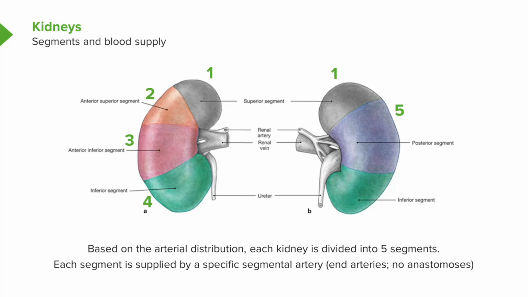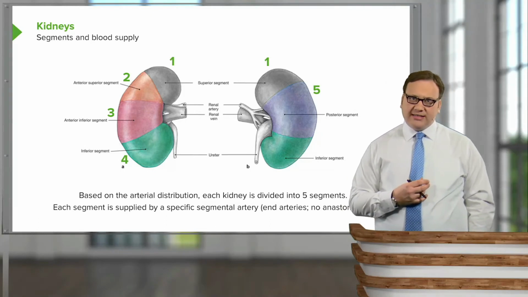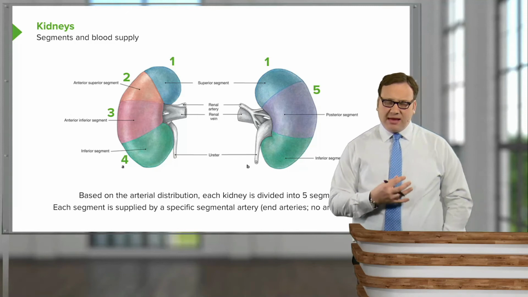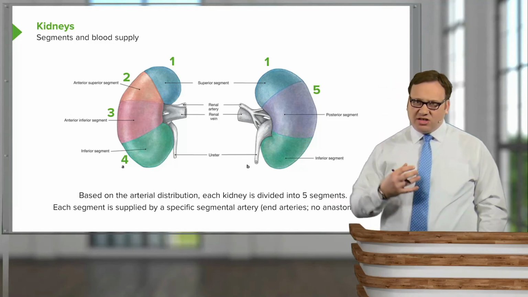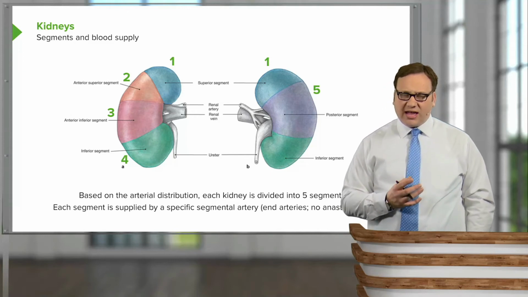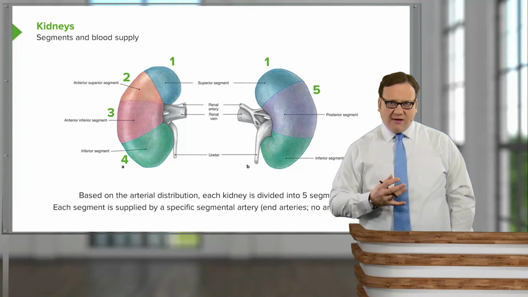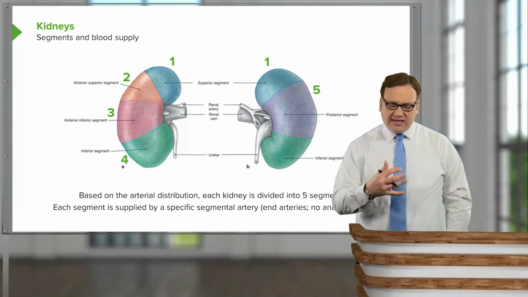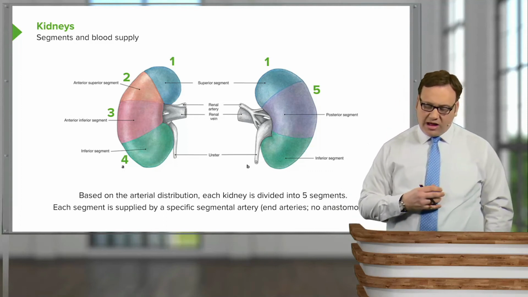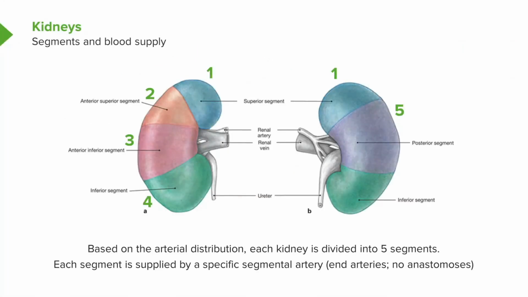So these 5 segments are important because each segment of the kidney is supplied by a specific segmental artery. And these are segmental end arteries, which means they don't have any anastomoses. Like the anastomoses we saw between the left gastric, right gastric, left gastromental, right gastromental, we don't have that here for the kidneys. We have these end arteries. So one branch of the renal artery will go and supply a specific segment, one of these 5 segments.